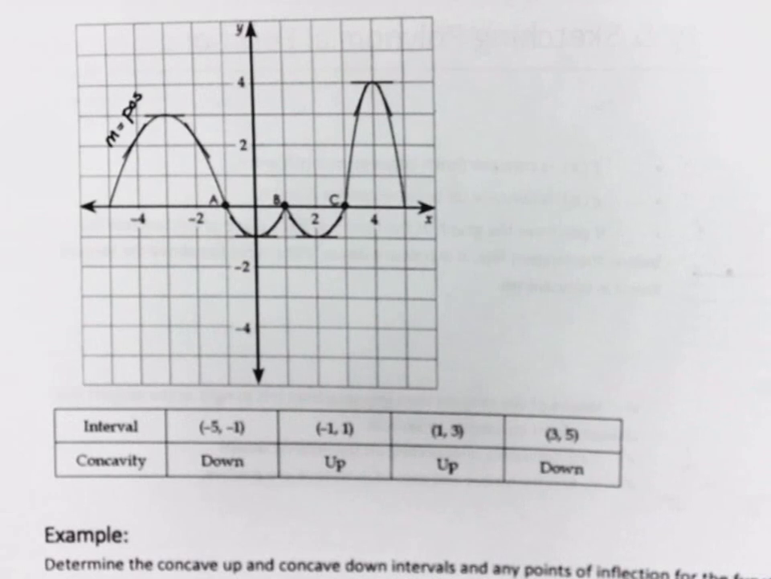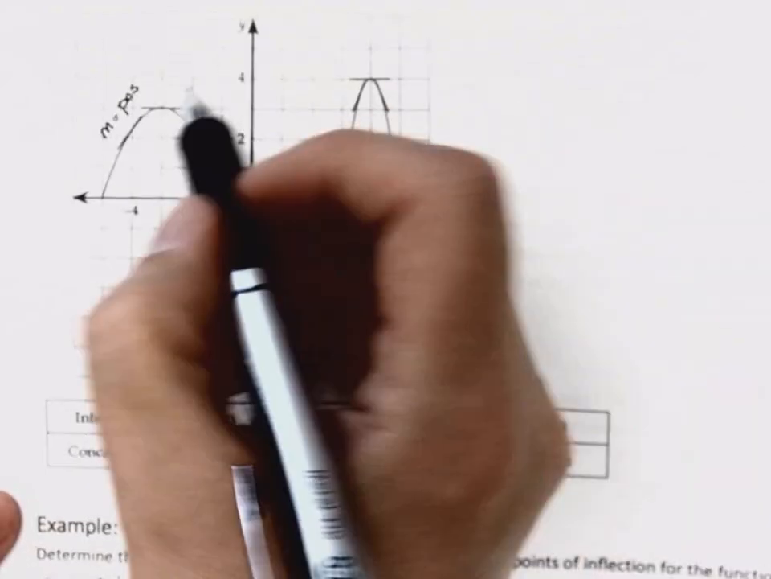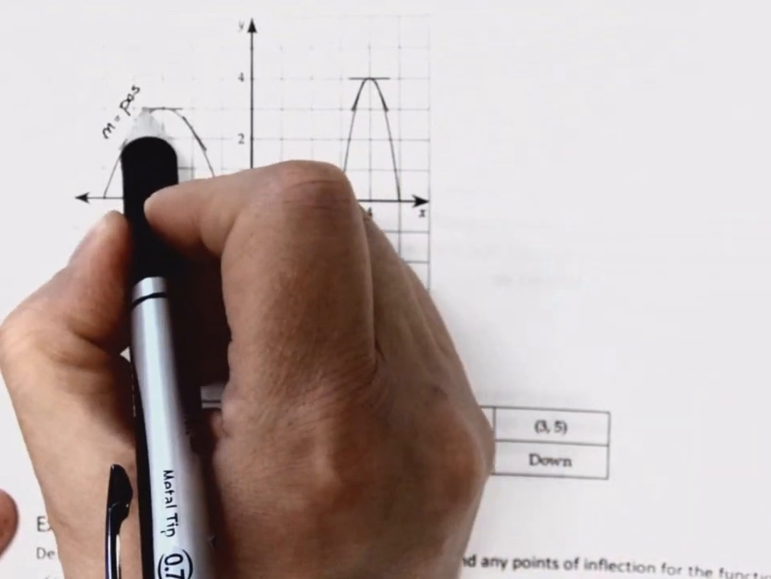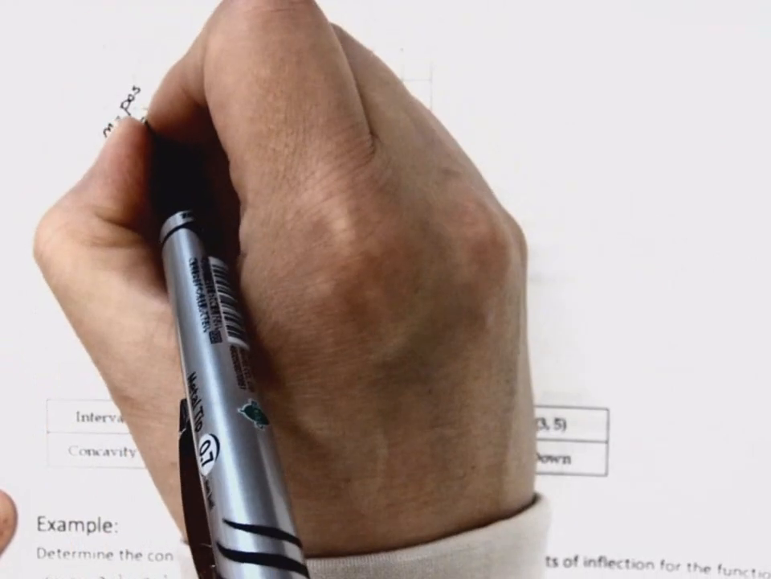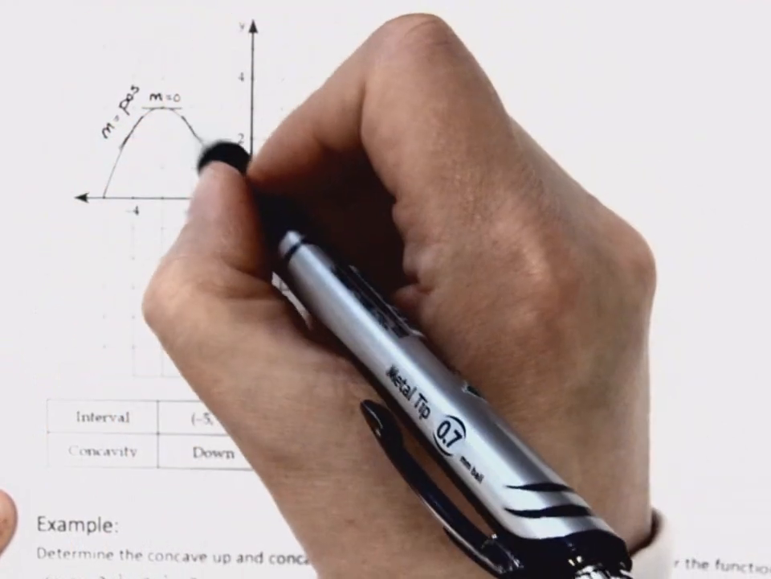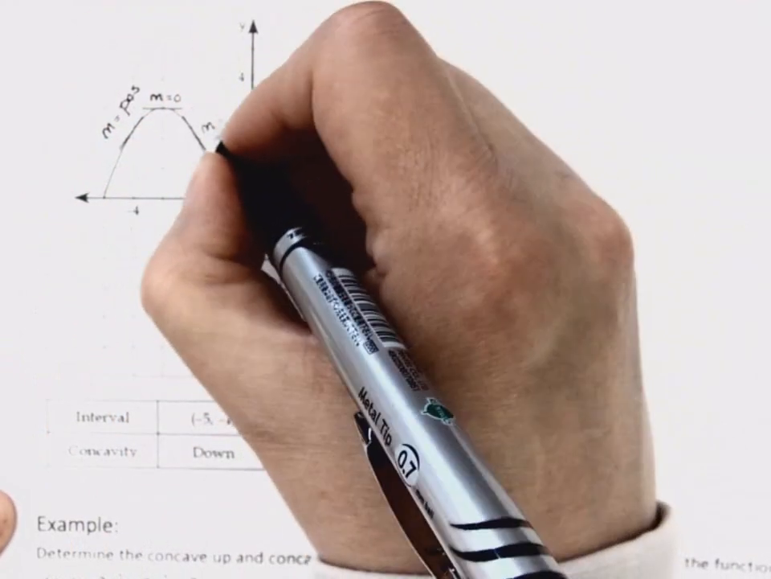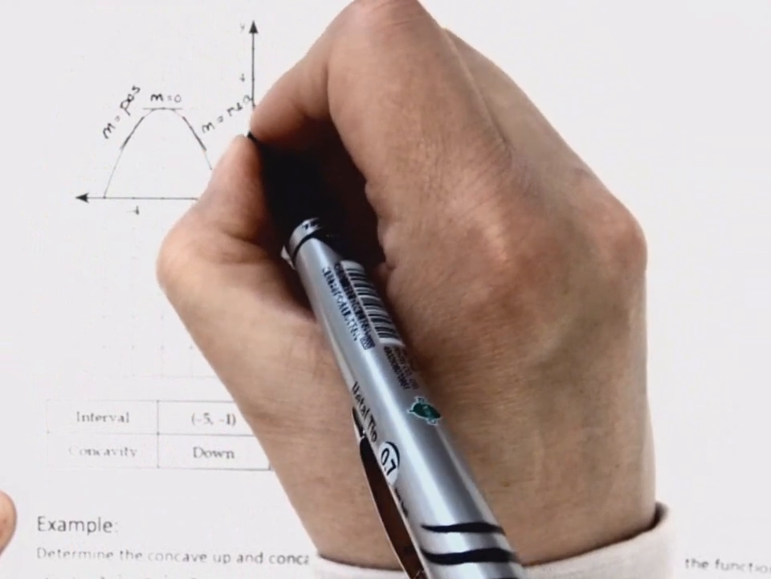Okay? So what's the slope here on the horizontal line? It'd be 0, so the slope is 0, and we know on this side that because it's falling to the right, the slope is negative.